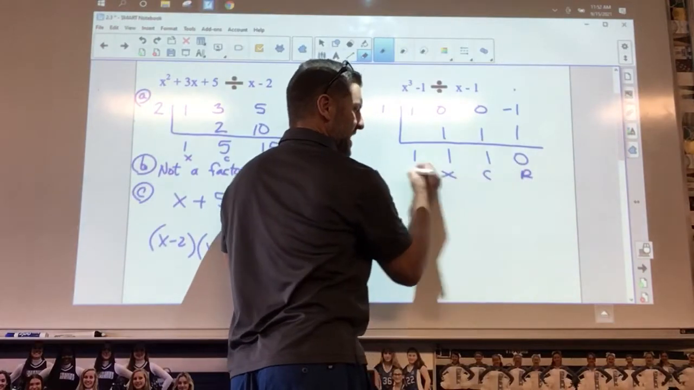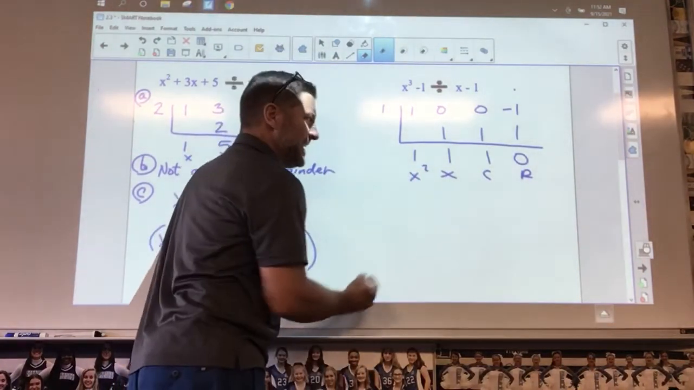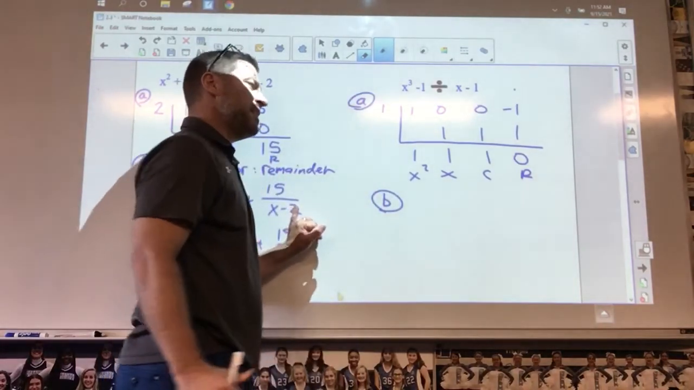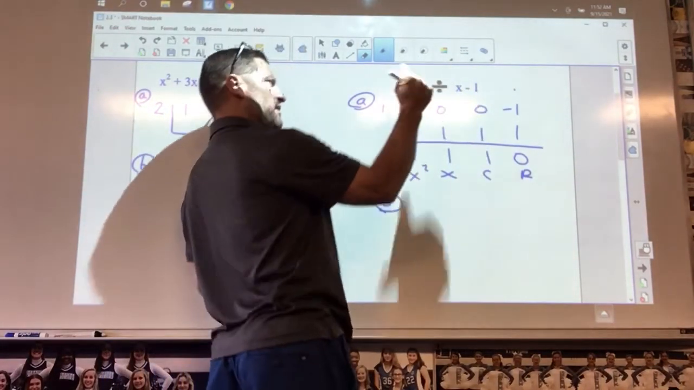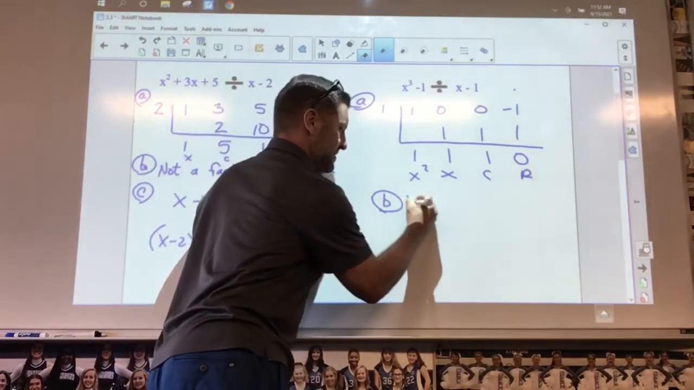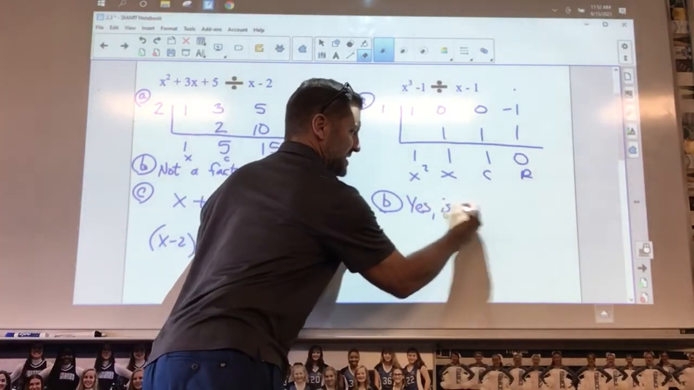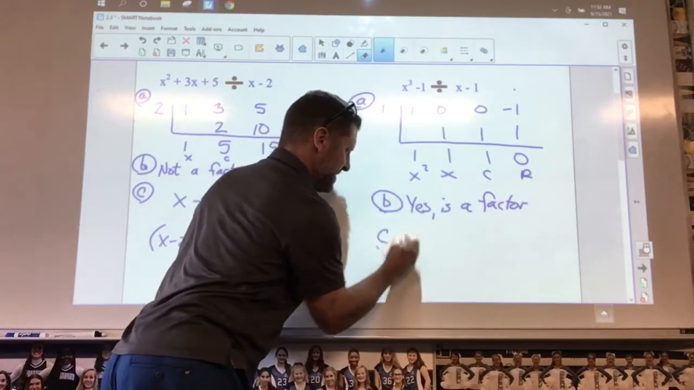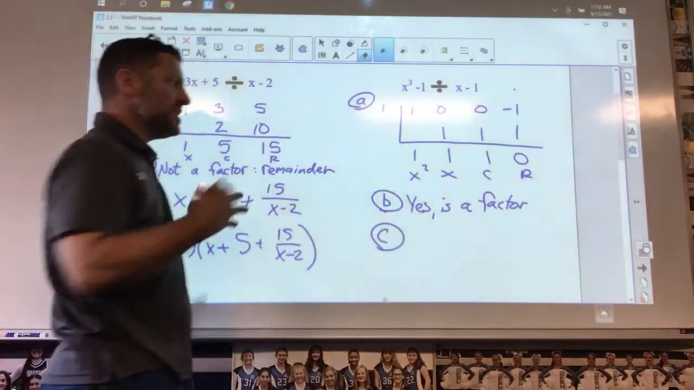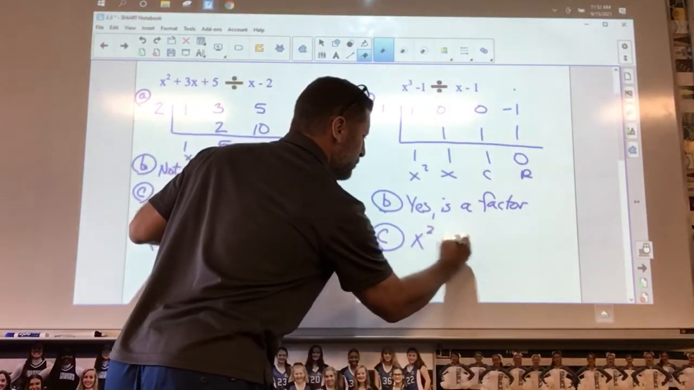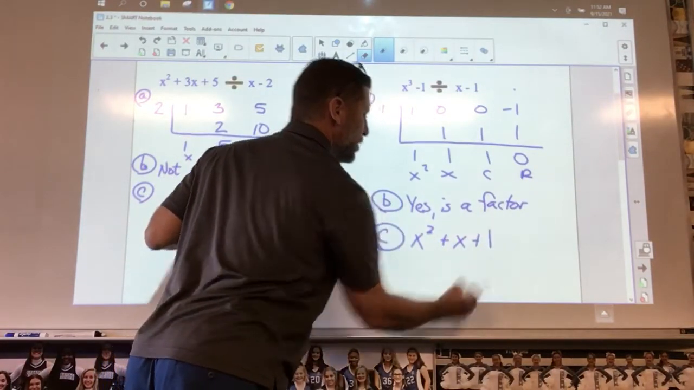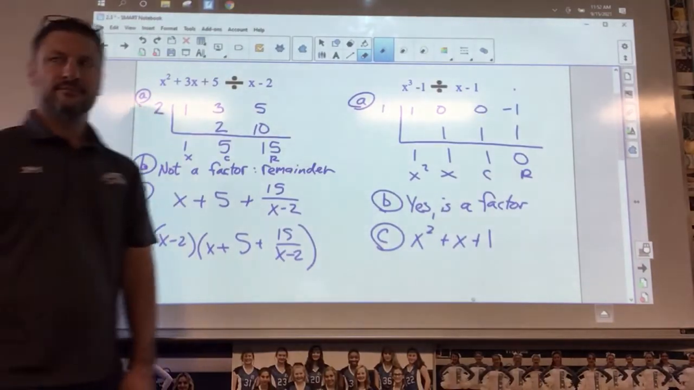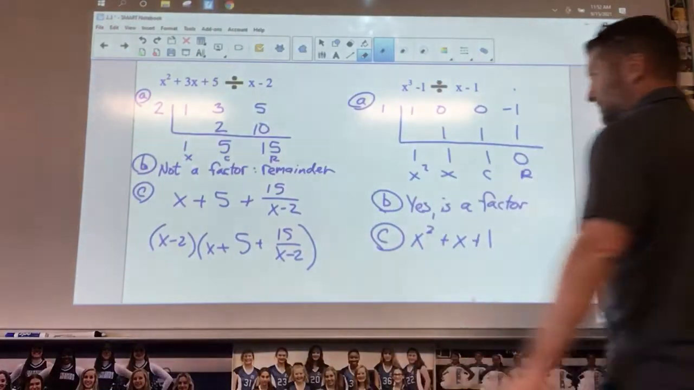Remainder, constant, x squared. My answer is part B. Part A, I use synthetic division. Part B, is this a factor of this? Yes, it is a factor. And part C, the result of the division is x squared plus x plus 1. Awesome. Yes?